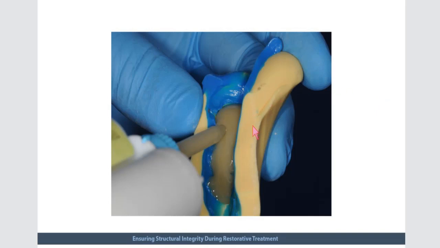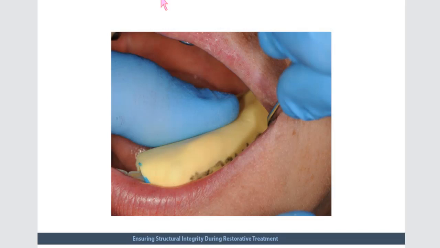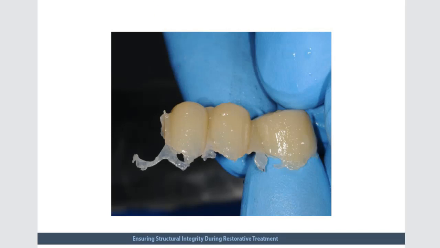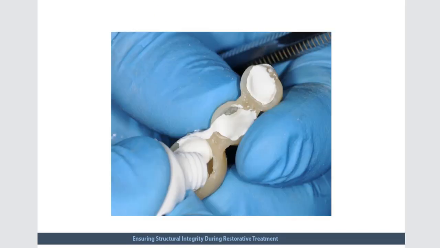I took a sausage impression here. This is just a cheap C-silicone. I will use Access Gram. This is a bisacryl material for a provisional. So just a regular Scutan technique, nothing special. This is the provisional after taken from the impression.